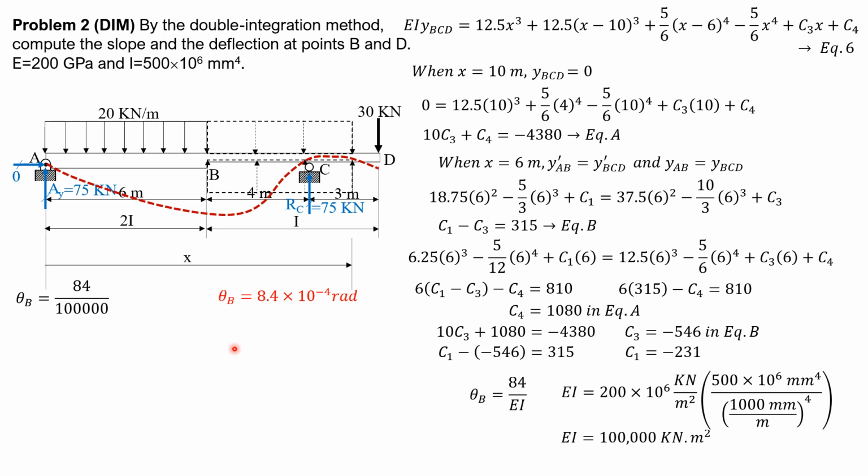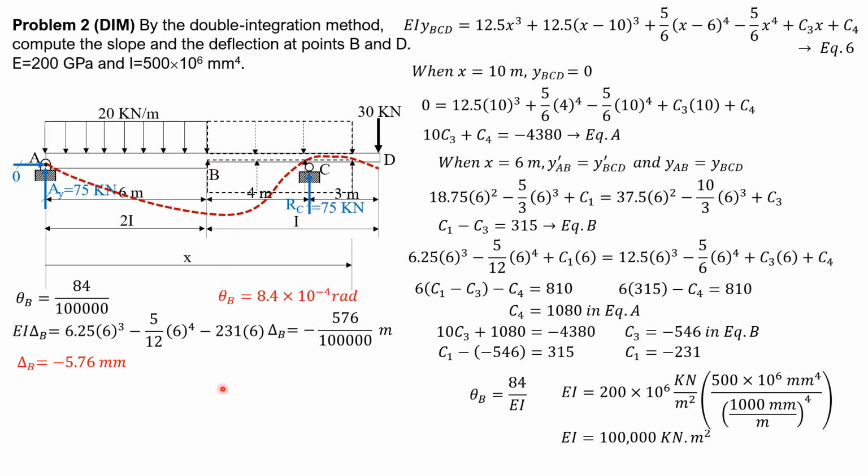Then delta B, substitute into equation 3. So EI delta B is equal to 6.25 times 6 cubed minus 5 over 12 times 6 to the fourth plus c sub 1, which is negative 231, times 6. So delta B is negative 576 over 100,000 over EI, and this is in meter times 1,000. So delta B is negative 5.76 mm. Of course, delta B is expected to be negative.